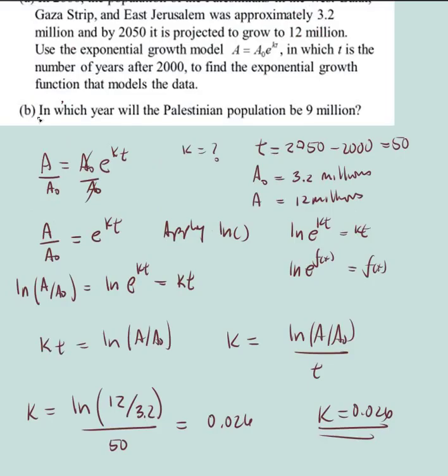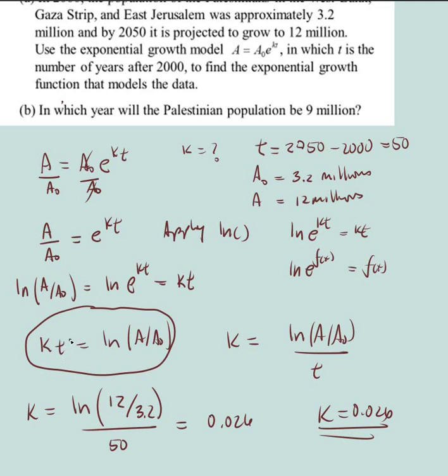The second question is, in which year would the Palestinian population be 9 millions? Okay, so now they're looking for t. If you remember a moment ago, look at this equation that we have here. This equation has t. Before, we solved for k, we got kt is equal to natural log of a divided by a naught. Now that we have k, and k is a constant, for this problem in particular it's always 0.026, we solve here for t.